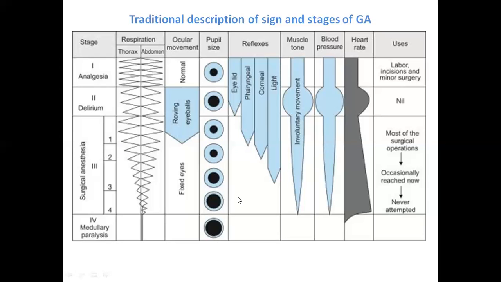The eyelid and then the corneal and pupillary reflexes disappear. Respiration, which at first is deep and regular, becomes more shallow and diaphragmatic.